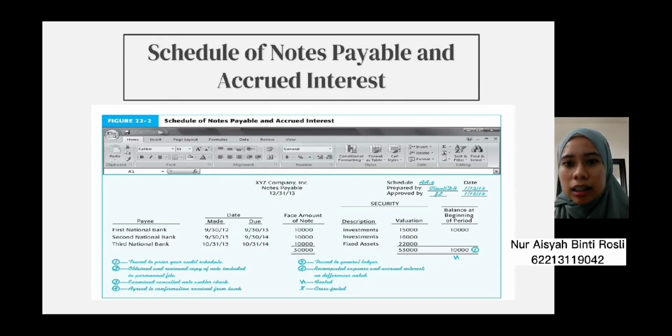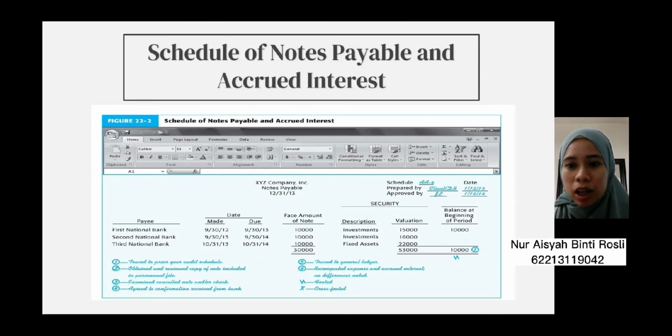Okay, next slide. This is the example of a schedule of notes payable and accrued interest that is prepared by the auditor. Payee is the list of the loans that your client made, and the first amount of note is the amount of loan your client has. Your client has three loans amounting to RM10,000 for each loan. For security, the loans are secured against investment and fixed assets. So all in this slide are secured loans.